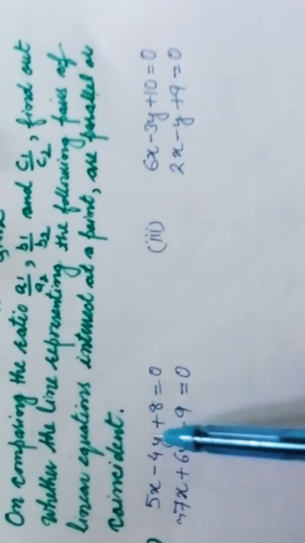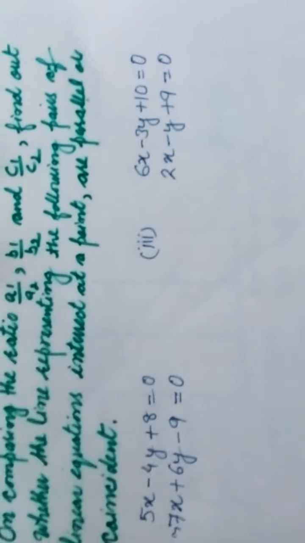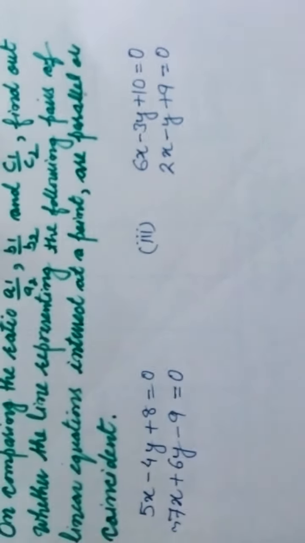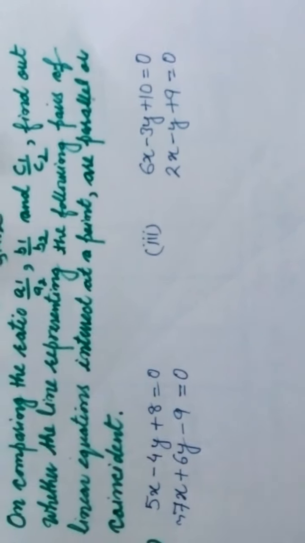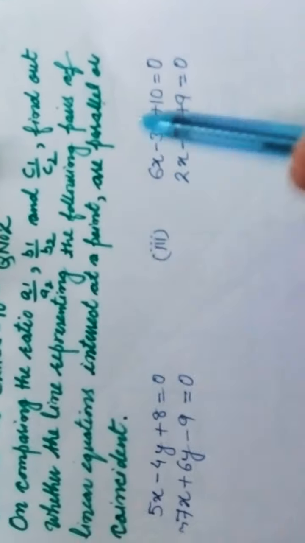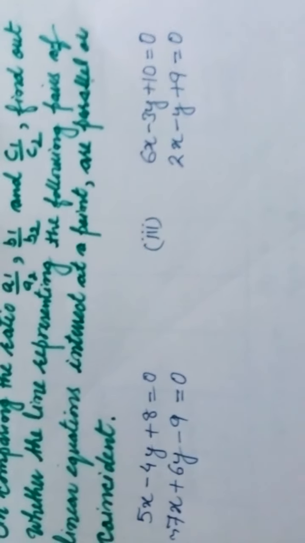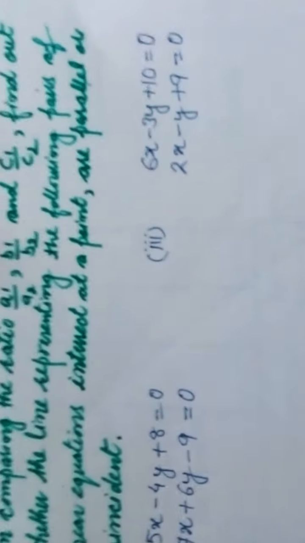okay, you don't have to find the solution for them and then draw the graph and then find out whether they are parallel, coincident or intersecting. You have to just compare the ratios and find out which kind of graph these equations have. And how can we do this?